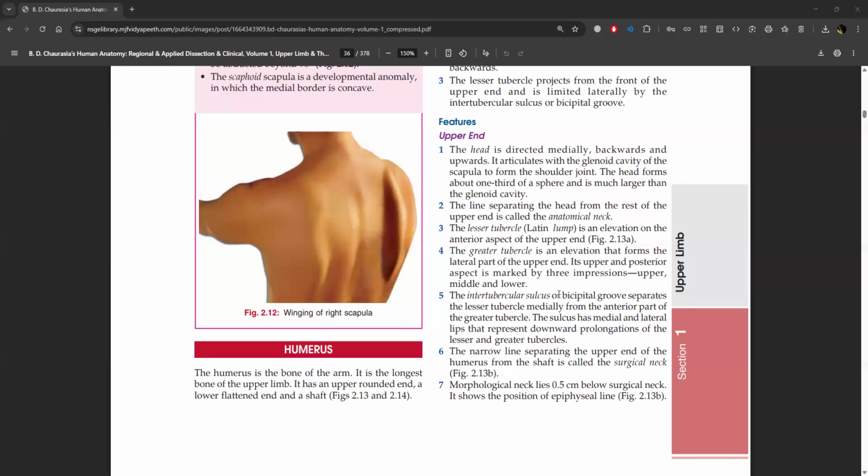The head forms about 1/3 of a sphere and is much larger than the glenoid cavity. Number 2. The line separating the head from the rest of the upper end is called the anatomical neck. Number 3. The lesser tubercle is an elevation on the anterior aspect of the upper end. Figure 2.13a.